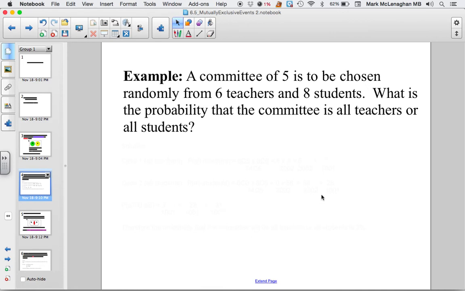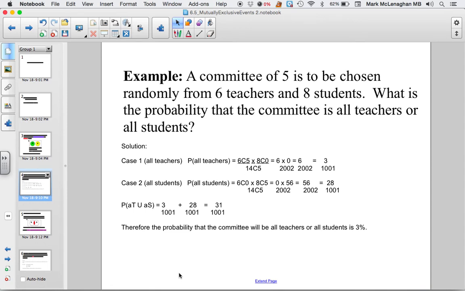Okay. So, example. A committee of 5 is to be chosen randomly from 6 teachers or 8 students. What is the probability that the committee is all teachers or all students? Obviously, since we're looking at all teachers or all students, this is mutually exclusive because a teacher and a student are not the same in this context. Not to say that a teacher can't be a student or a student can't be a teacher, but in this context, they're separate. That was the solution.